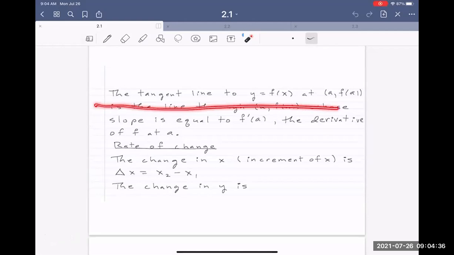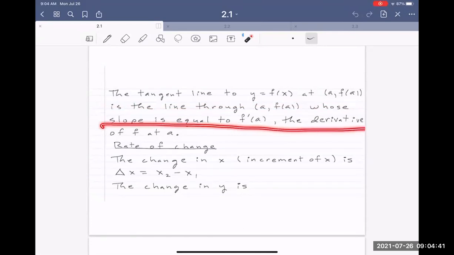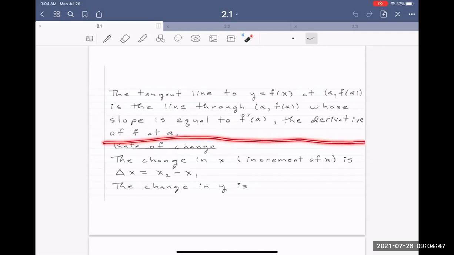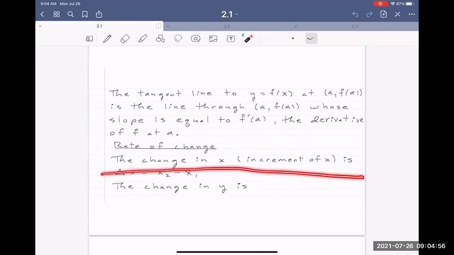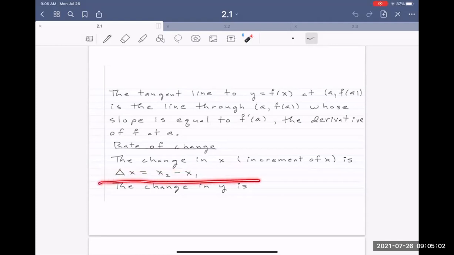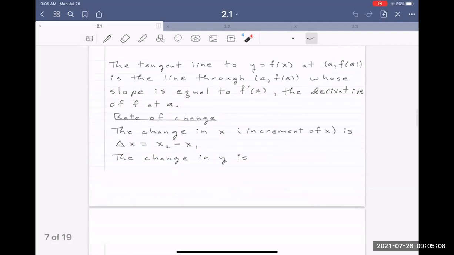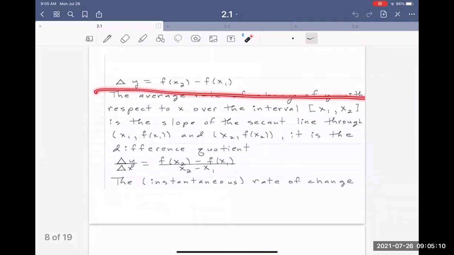The tangent line to y equals f of x at a, f of a, is a line through a, f of a, where the slope is equal to f prime at a, the derivative of f at a. Rates of change. The change in x, sometimes called the increment of x, is delta x, x2 minus x1. The change in y is delta y, f of x2 minus f of x1.